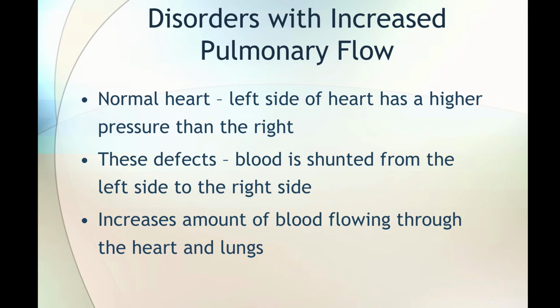With increased blood flow, really the pressures in the heart are still normal. So the left side of the heart has a higher pressure than the right side. And what happens is blood is shunted from left to right. So there's a very small amount of mixing. But the problem is those defects will increase the blood flow into the heart and back into the lungs. And this can cause problems like congestive heart failure.